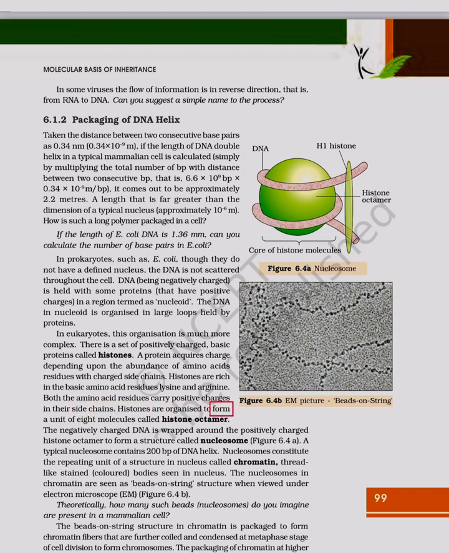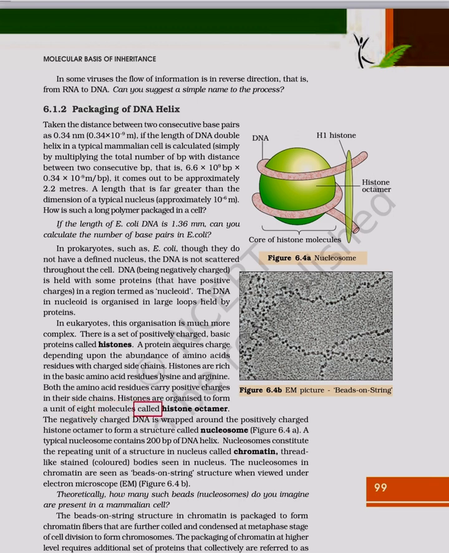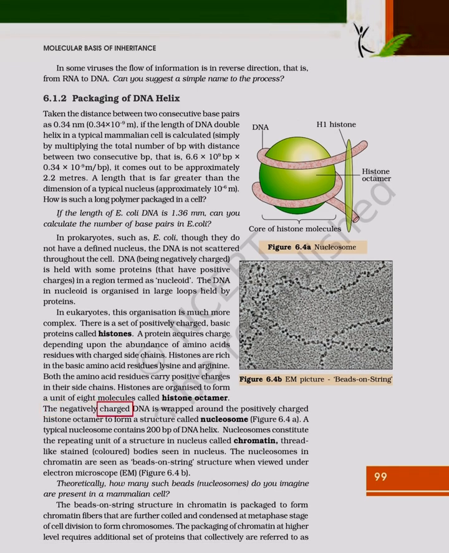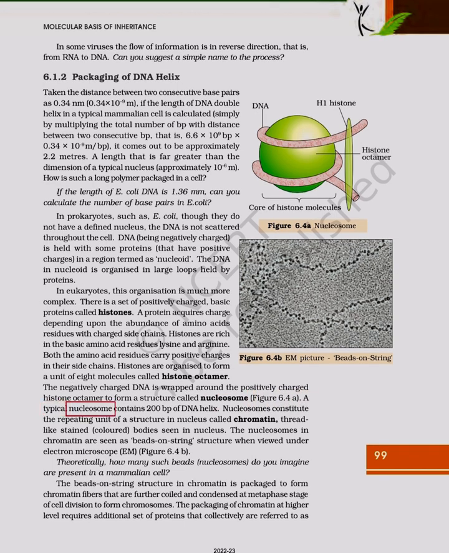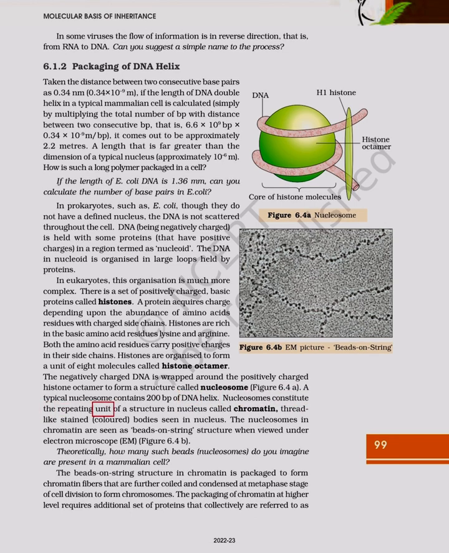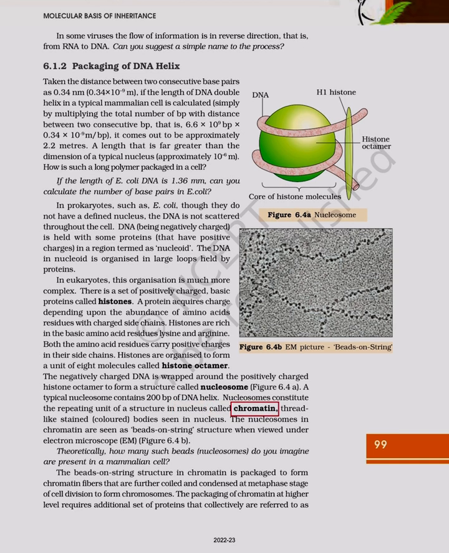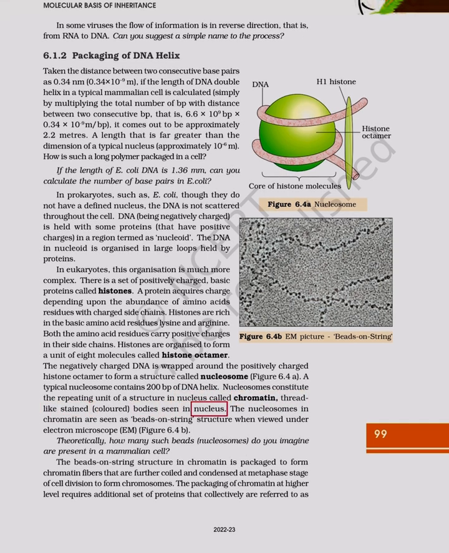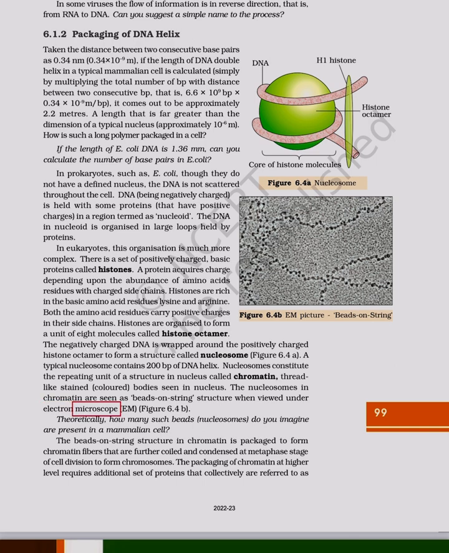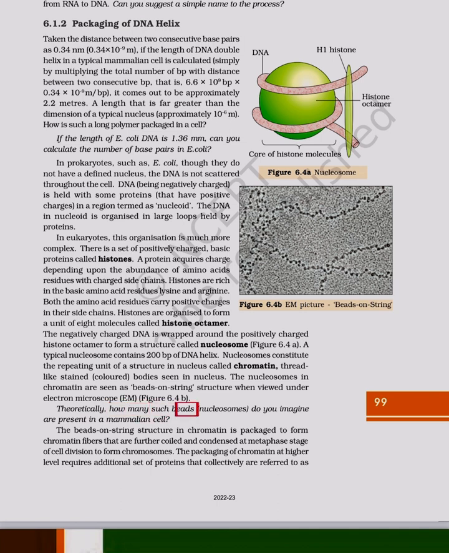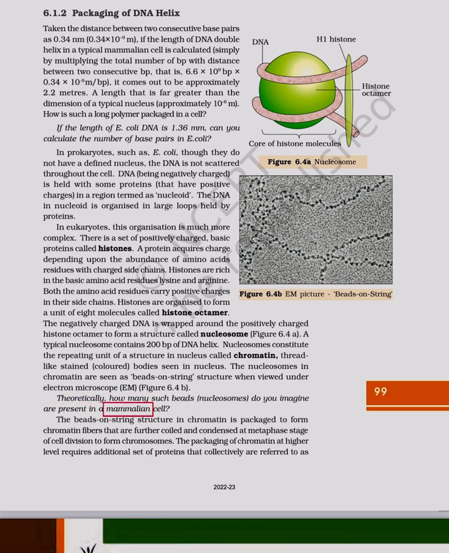Histones are organized to form a unit of 8 molecules called a histone octamer. The negatively charged DNA is wrapped around the positively charged histone octamer to form a structure called a nucleosome, Figure 6.4a. A typical nucleosome contains 200 BP of DNA helix. Nucleosomes constitute the repeating unit of a structure in the nucleus called chromatin, thread-like stained colored bodies seen in the nucleus. The nucleosomes in chromatin are seen as beads on string structure when viewed under an electron microscope (EM), Figure 6.4b. Theoretically, how many such beads (nucleosomes) do you imagine are present in a mammalian cell?